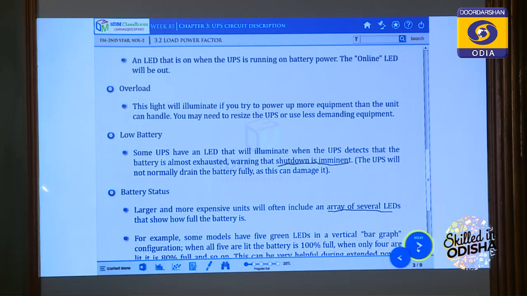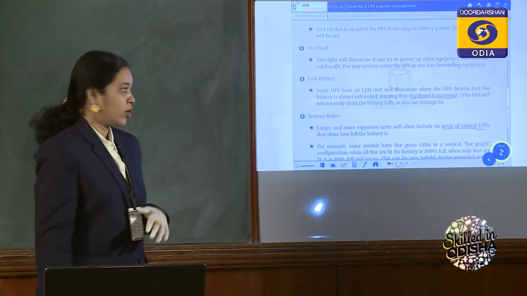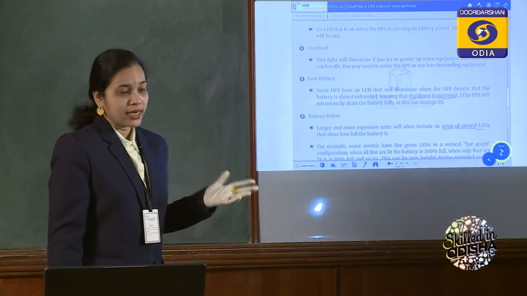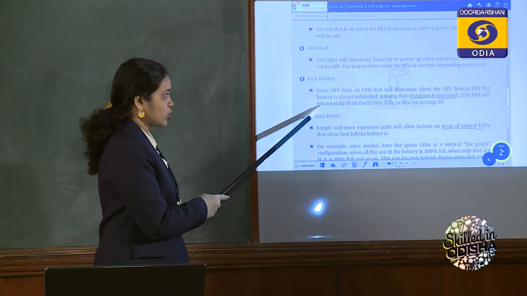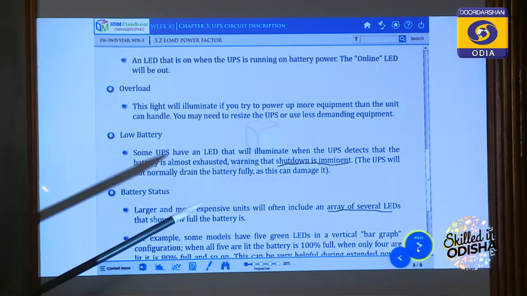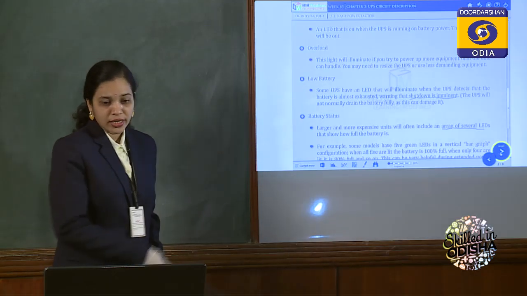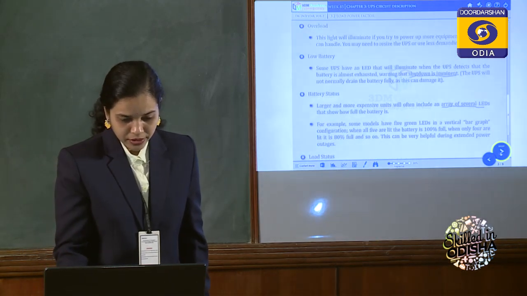Low battery. When our battery is under charge or has already discharged more, the low battery LED glows. By seeing that low battery indication, we come to know that we have to shut down our UPS, or our battery is already in a low power stage.